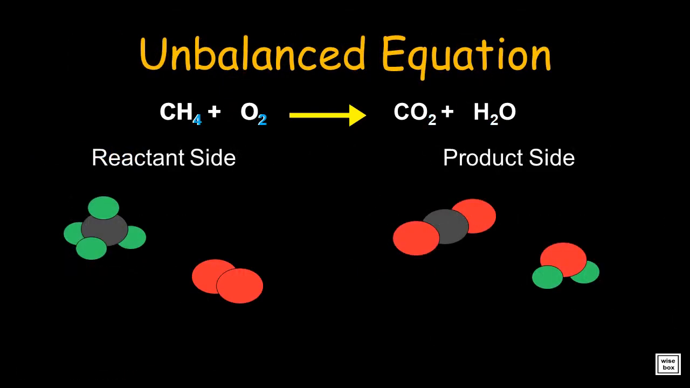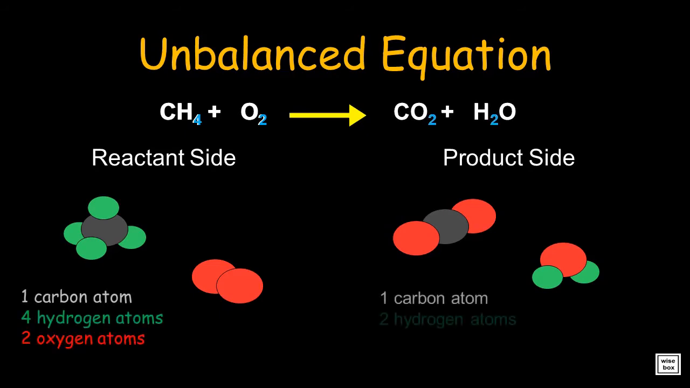This is an example of an unbalanced chemical equation for the burning of methane gas. The identity of the reactants and the products are correct, but the quantities are not. How do we balance?